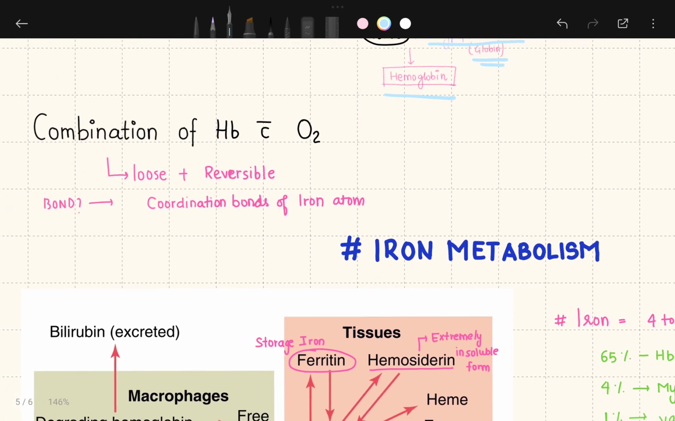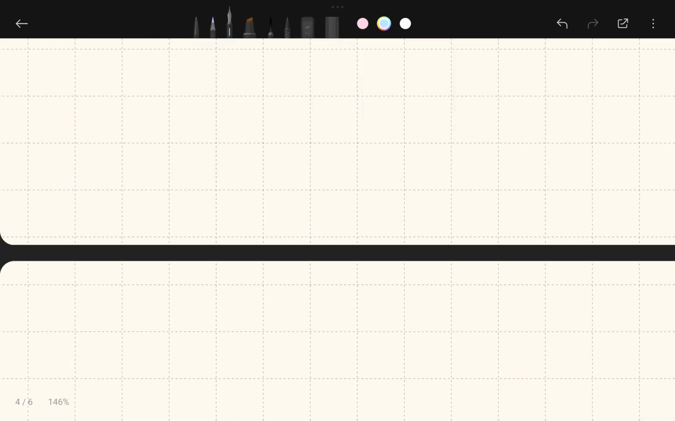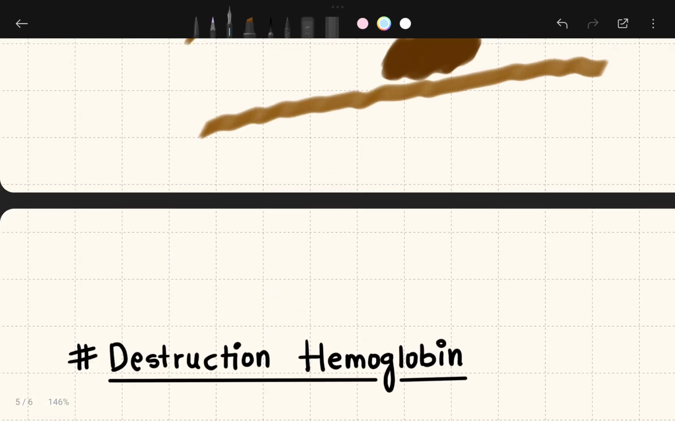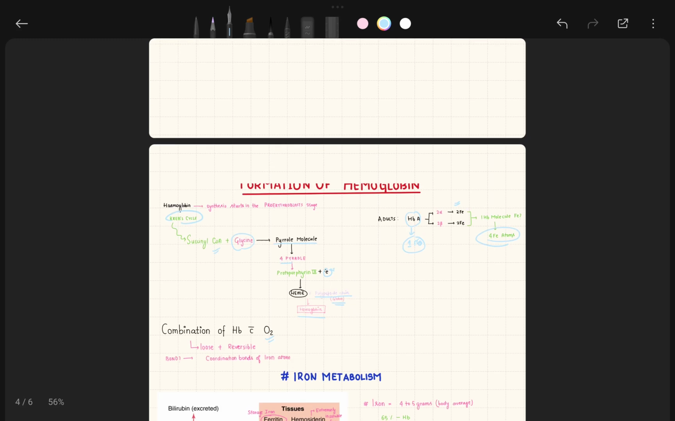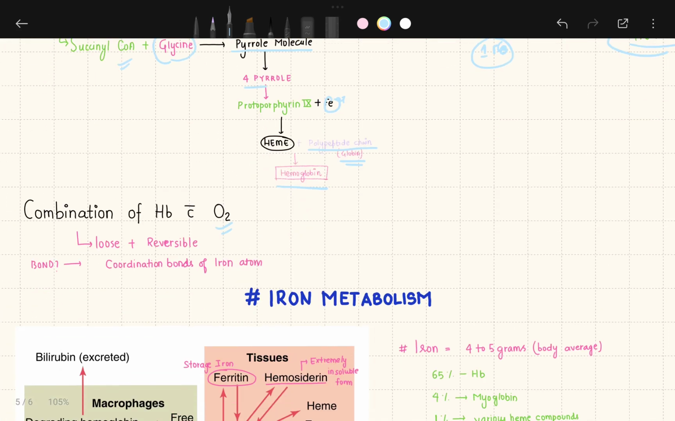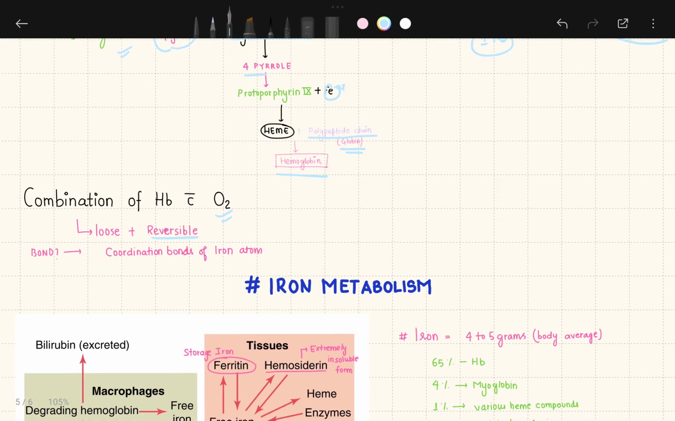Now, how does hemoglobin combine with oxygen, O2? What kind of combination is it? It is a very loose combination, and it's very reversible. Loose plus reversible, and the bond is a coordination bond of iron. It forms a bond with the coordination bonds of the iron atom.